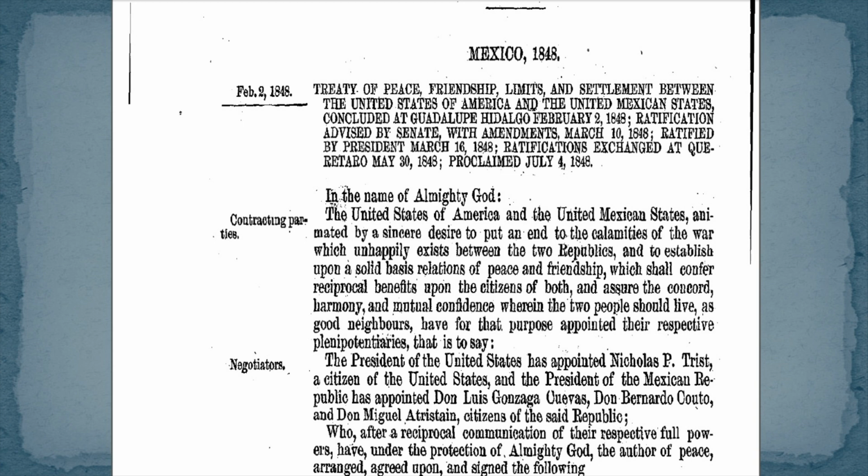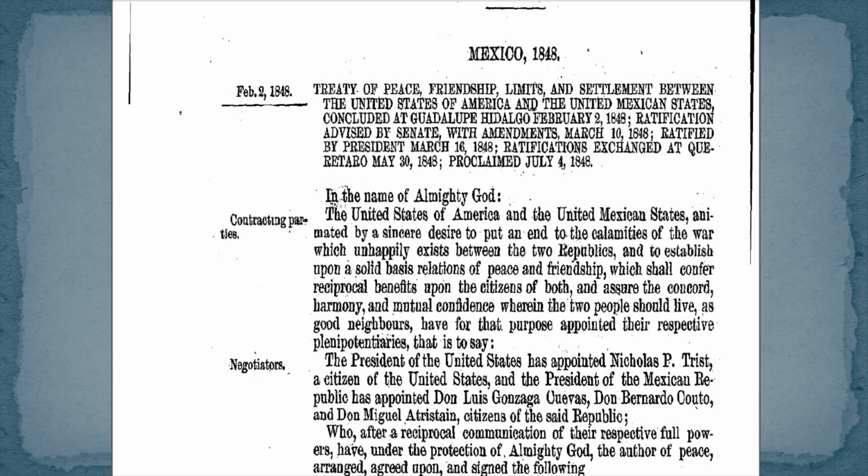So this treaty was with Mexico in 1848. It's a treaty of peace, friendship, limits, and settlement between the United States of America and the United Mexican States, concluded at Guadalupe Hidalgo, February 2nd, 1848. Ratification advised by Senate with amendments. So it was put in, but there were some amendments made. Ratified by the president, and then ratifications exchanged on May 30th of 1848, and then the proclamation came on July 4th, 1848. So if you look at the time between when that process actually started to when it was actually put into place, that was a series of months. That's actually pretty quick. But the process to get to this final agreement took a lot longer.